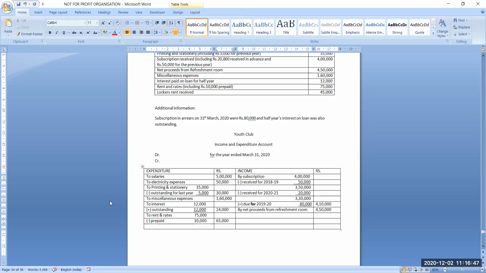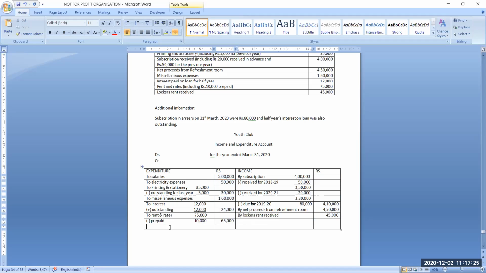Lockers rent received. So lockers rent received will be your income. By lockers rent received, and it will be 45,000. So this way we have recorded all the incomes and all the expenses. Let me properly align them first. Presentation needs a lot of practice, and it will come only with the help of practice.